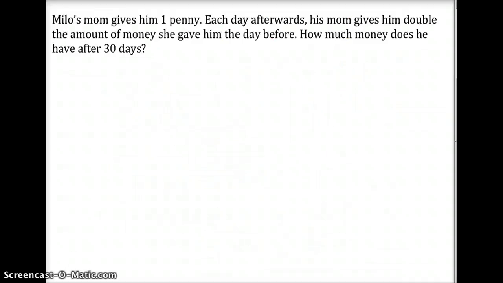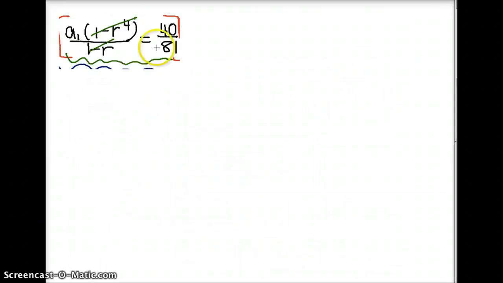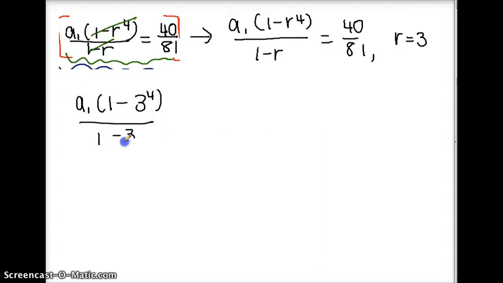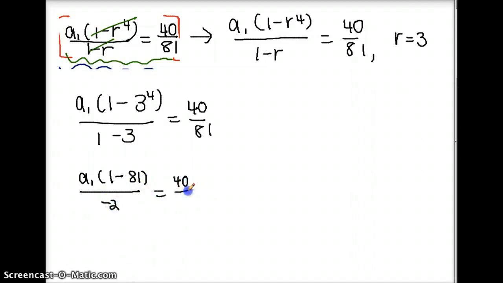So, hold on. I'm just going to copy and paste this here, and I will rewrite this to make it look neater. So I have a sub 1, 1 minus r to the power of 4 over 1 minus r equals 40 over 81. What I need to do is plug in r equals 3 into this and solve for a sub 1. So I have a sub 1, 1 minus 3 to the power of 4 over 1 minus 3 equals 40 over 81. Then 1 minus 3 to the power of 4 is 81, and 1 minus 3 is negative 2, so 40 over 81.